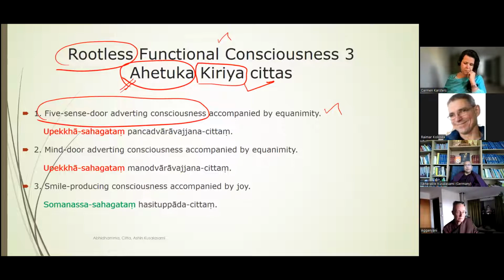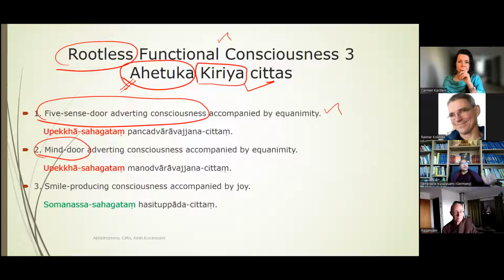The next one is mind door adverting consciousness. There are 5 sense doors, and another door is the mind door, so there are 6 doors. In the Asian Indian meditation technique, these are the 6 doors, 6 sense doors. It's a meditation that is also very popular in Western countries; we can talk about it later. Here they are altogether 6 sense doors: the 5 sense doors and the mind door.